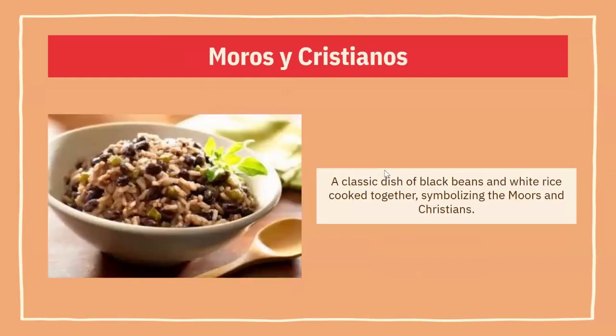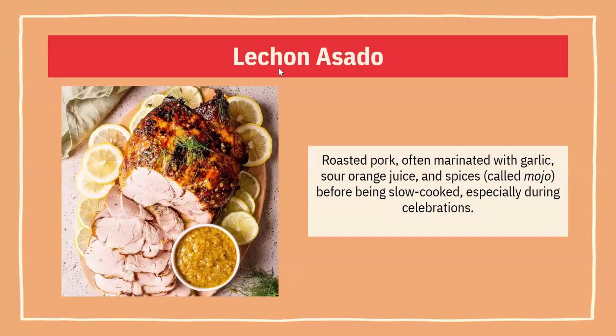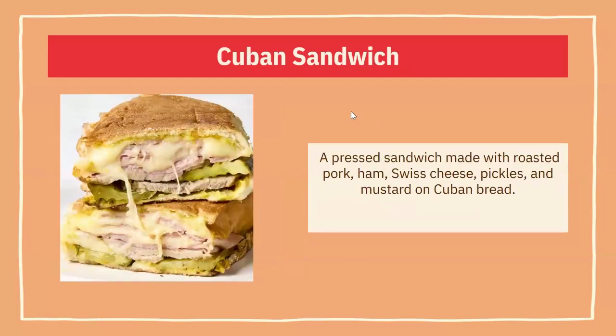And then we have moros y cristianos. It's a classic dish of black beans and white rice cooked together, symbolizing the Moors and the Christians. That seems a little plain. I don't know. Okay. We also have one called lechón asado, which is roasted pork, often marinated with garlic, sour orange juice, and spices called mojo, before being slow cooked, especially during celebrations. And then we have the famous Cuban sandwich. A Cuban sandwich is a pressed sandwich made with roasted pork, ham, Swiss cheese, pickles, and mustard on Cuban bread.